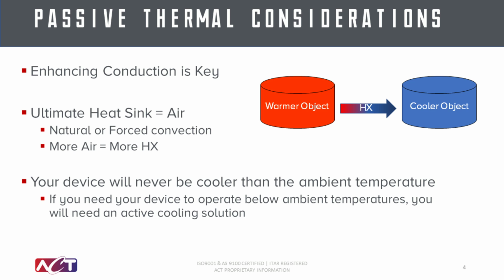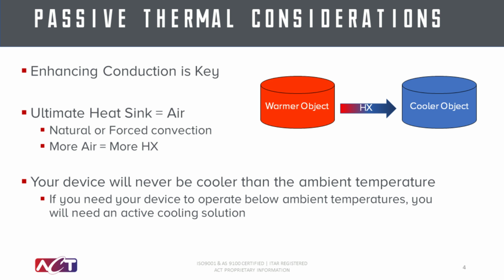So in passive thermal management, enhancing conduction is one of the keys to developing an effective system. In most of these electronics cooling applications, the ultimate heat sink is going to be air. Whether this is a natural convection or forced convection heat sink, whether it's a pumped liquid loop that eventually dissipates its load to air, the more air you can push through the system, the more heat transfer is going to occur.